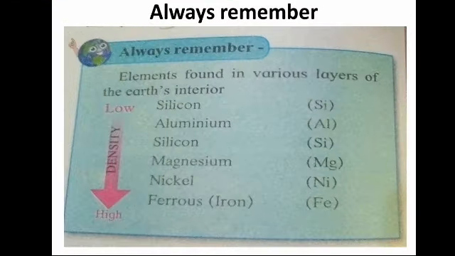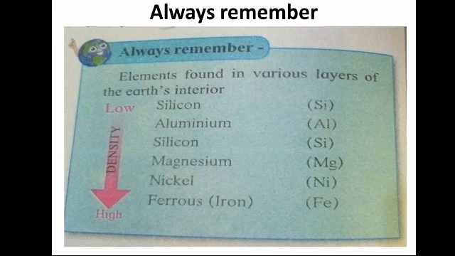Students, always remember, one fact is given here. Always remember the elements found in various layers of the earth's interior, which are found low in quantity and high in quantity. Silicon, that is Si, and aluminium, Al, are lower in density or low in quantity, and magnesium, nickel or ferrous, whose density is higher, increase toward the interior of the earth. Means here you have to consider from the surface to the center of the earth. Okay, ferrous is more and silicon is less.